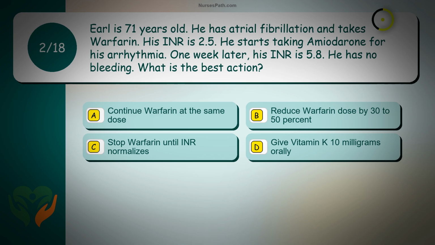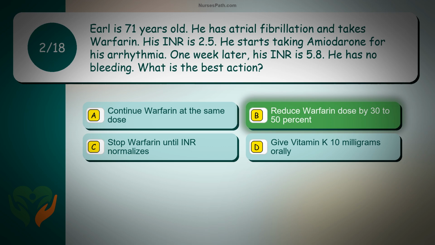Option A. Continue warfarin at the same dose. Option B. Reduce warfarin dose by 30 to 50%. Option C. Stop warfarin until INR normalizes. Option D. Give vitamin K 10 mg orally. The correct answer is option B. Reduce warfarin dose by 30 to 50%.